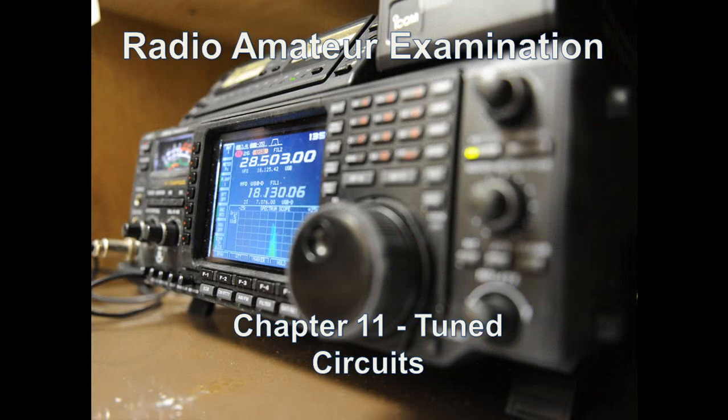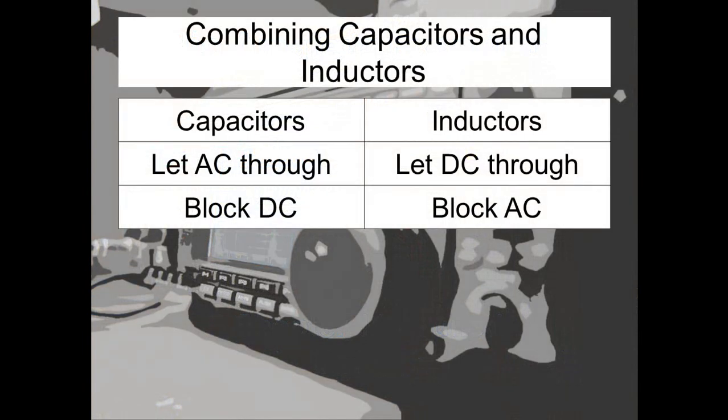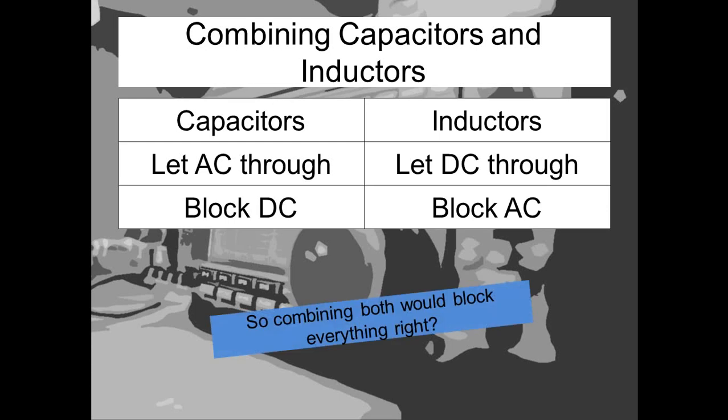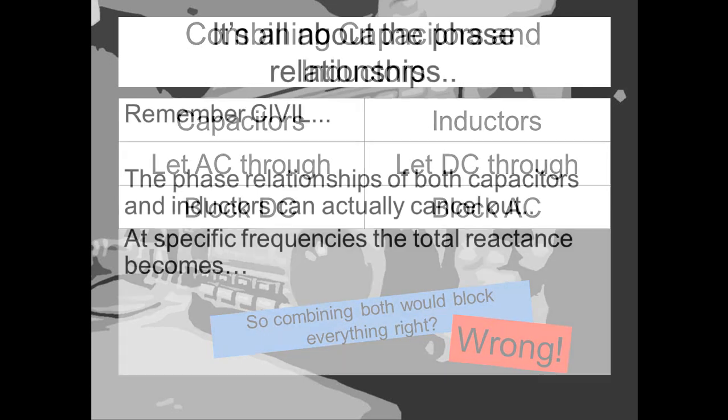Now if we add these two pieces of equipment together, we'll start to create something called a tuned circuit. Just to recap what we've already looked at, capacitors let AC through but block DC. Inductors let DC through but block AC. So if you combine them both together, they would block everything, right? Well, not quite. And it all comes down to this phase relationship.